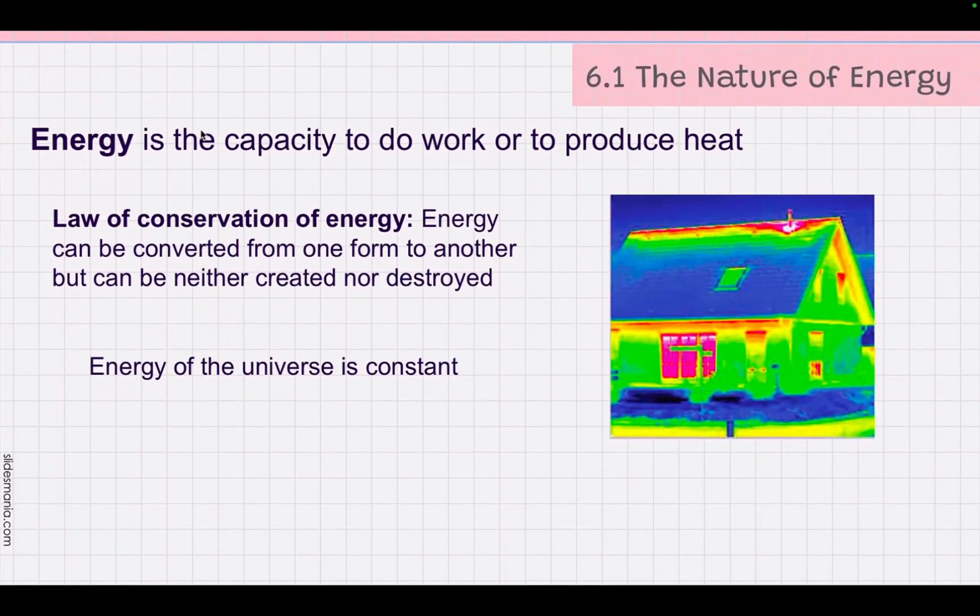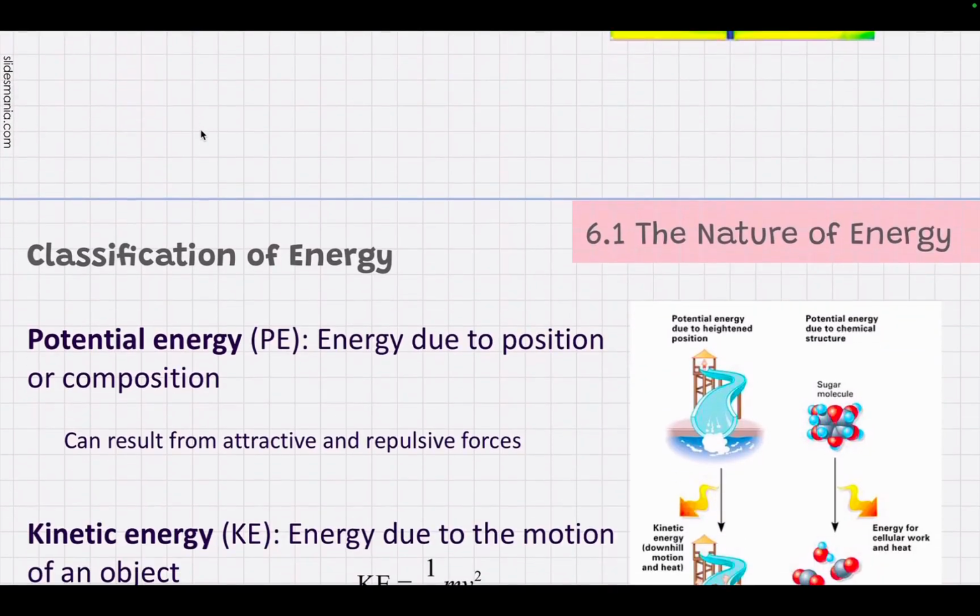So basically, energy is the ability to do work and to produce heat. And we know the law of conservation of energy, which really is saying that the energy in the universe is constant. It can only be changed from one form to another, never destroyed. It's also known as the first law of thermodynamics.